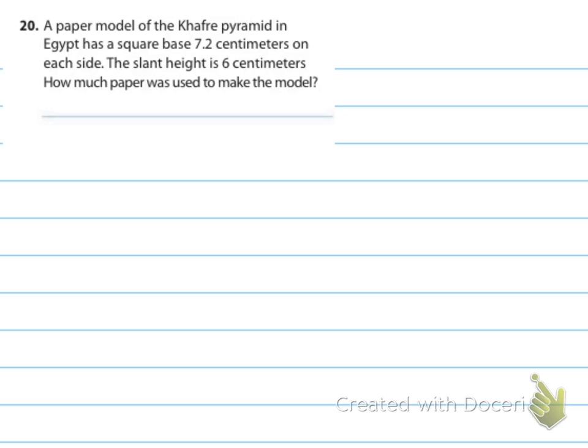All right, so number 20 is a word problem. So let's go over this one together. It says a paper model of some pyramid in Egypt has a square base of 7.2 centimeters on each side. The slant height is 6 centimeters. How much paper was used to make the model? So I'm going to draw the picture.